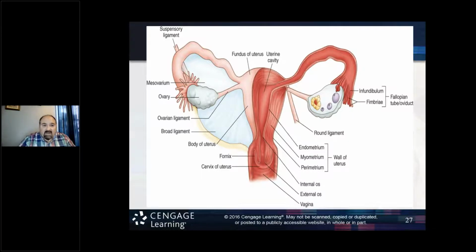Let's see here. So suspensory ligament right here, catching and maintaining the position of the ovary. Here you have the ovarian ligament. So suspensory and ovarian ligament are very important for maintaining the position of the ovaries. And the broad ligament again, folks, is a structure that helps to keep and maintain the positioning of the uterus.